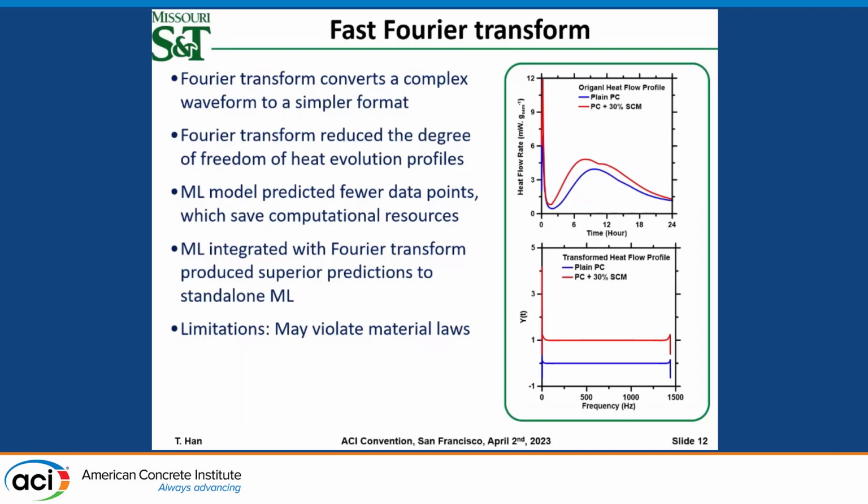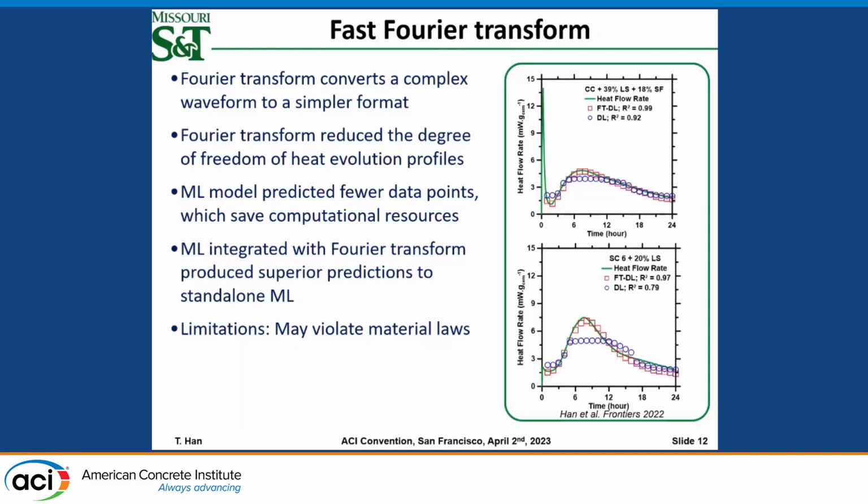You can compare them. The transformed heat flow profile has a much simpler structure than the original one. Also, except for the first 2 points, the rest of the transformed profile is symmetric, so you only need to predict half of the points. That significantly saves computational resources. Here are the prediction results. Still, the red one is the model with the Fourier transform. You can see the Fourier transform helps the machine learning model learn the input-output correlations.